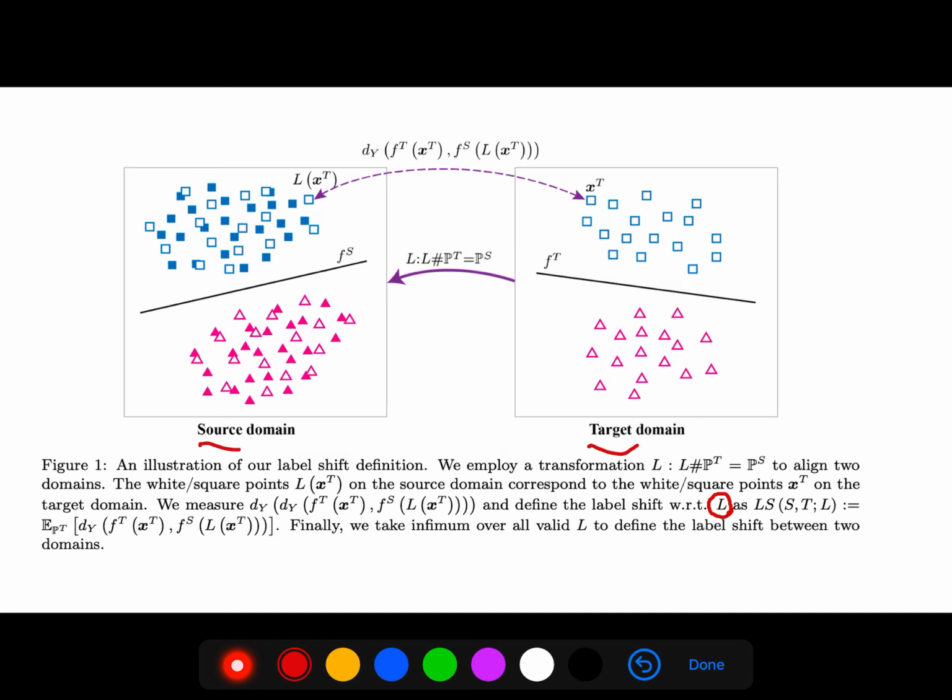So what is the label for the source? What is the label for the target? And what is the difference?